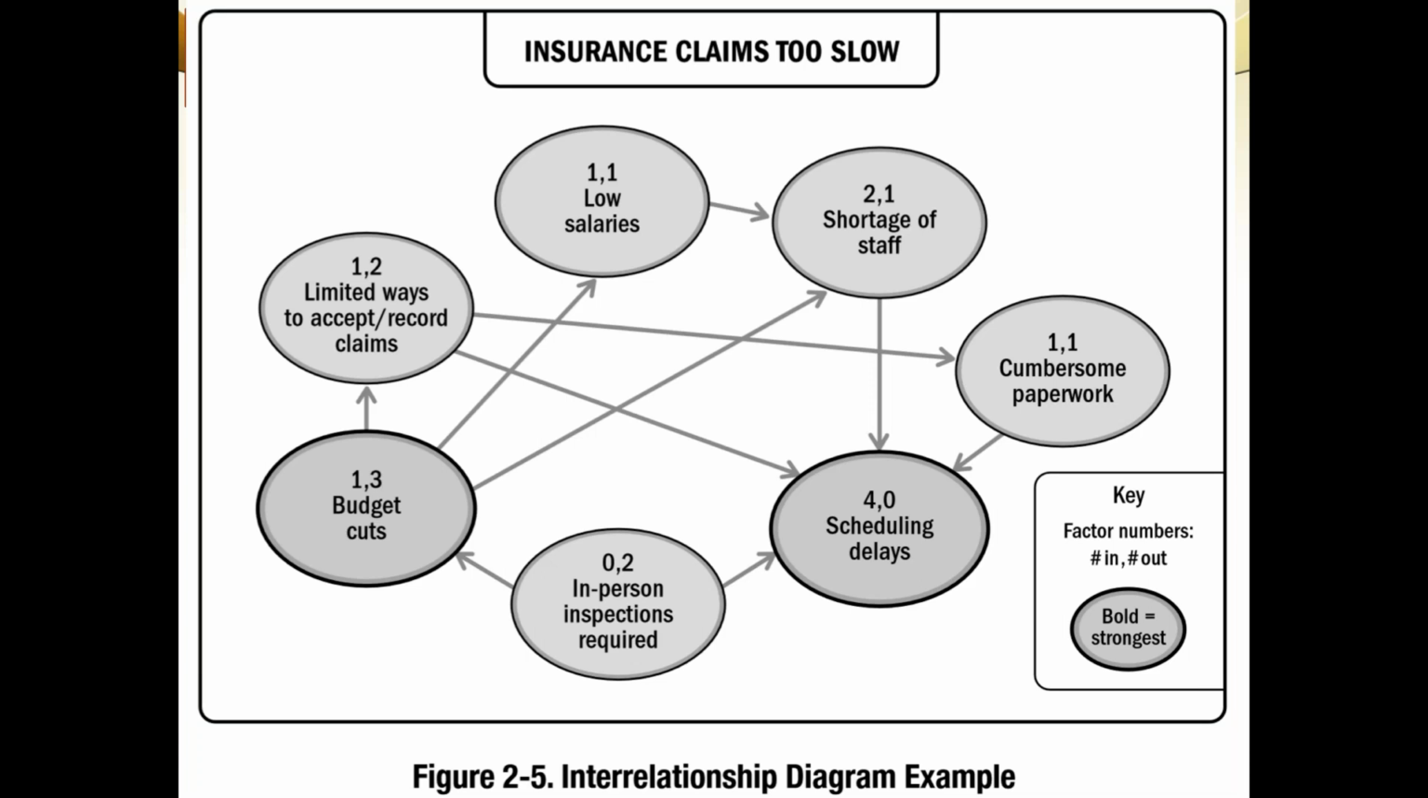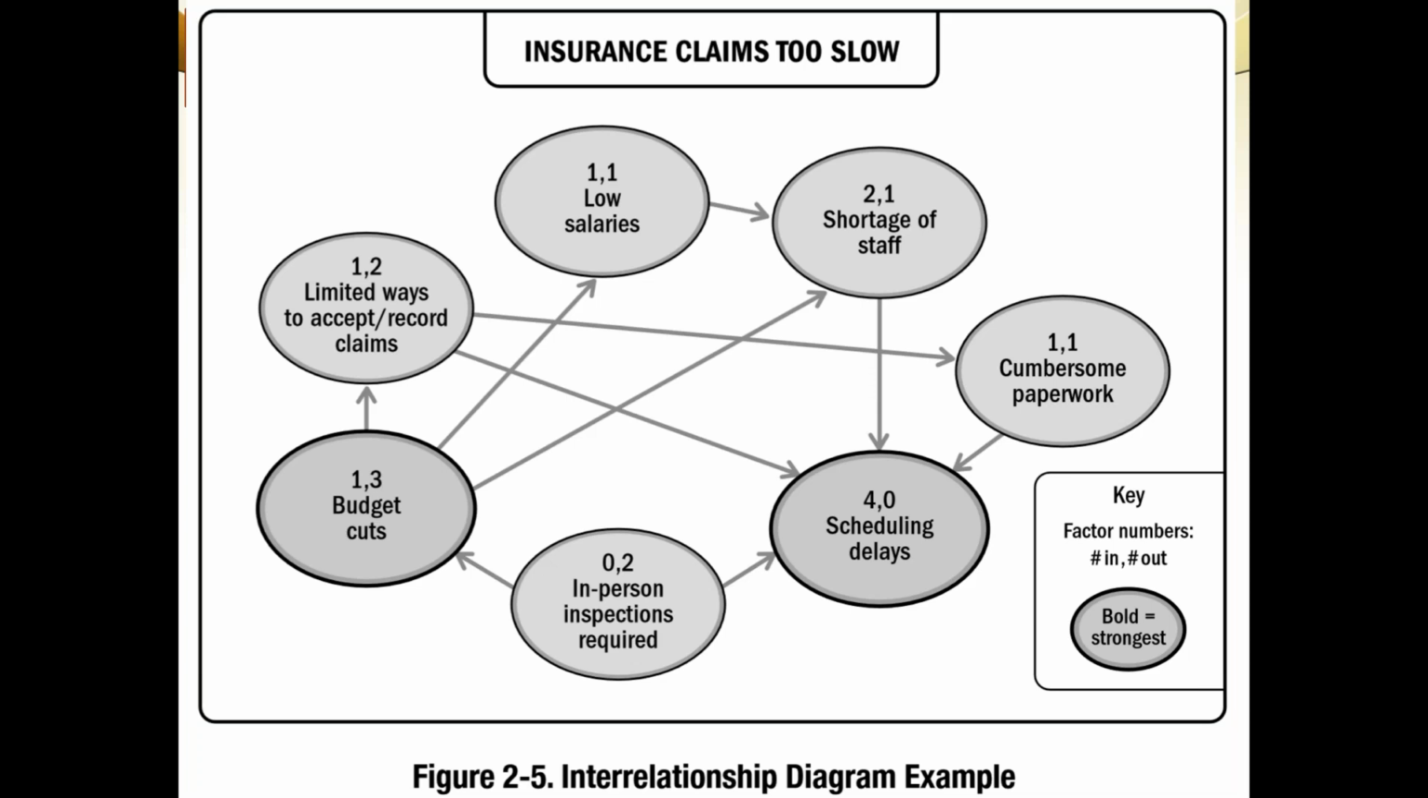Similarly, where the outcome is coming, that is the scheduling delays. 4 arrows are getting into scheduling delays. So scheduling delays are caused by 4 different reasons. And what is the root cause? You see, everything turns out to be budget cuts are due to in-person inspection, and in-person inspection is the culprit, which is not only harming the main reason, budget cuts, but also is causing scheduling delays. So ultimately, in-person inspection is the biggest culprit.